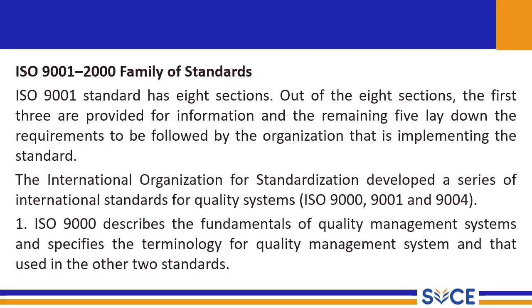ISO 9001:2005 standards. ISO 9001 has 8 sections. Of the 8 sections, the first 3 are provided for information and the remaining 5 lay down the requirements to be followed by the organization that is implementing the standards. ISO developed a series of international standards for quality systems: ISO 9000, ISO 9001, and ISO 9004. ISO 9000 describes the fundamentals and terminologies of the quality management system.